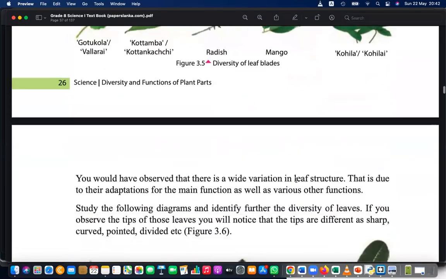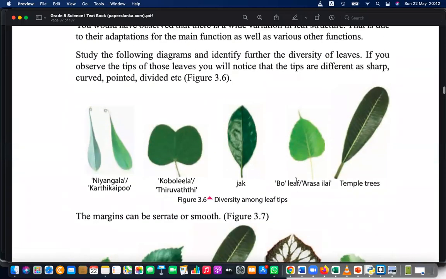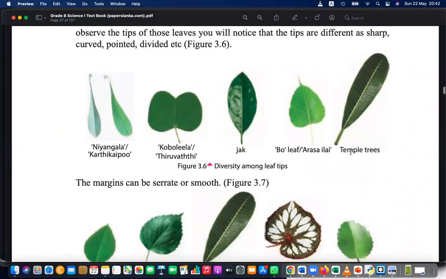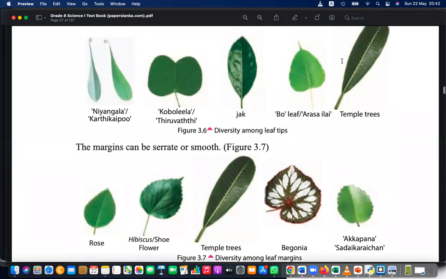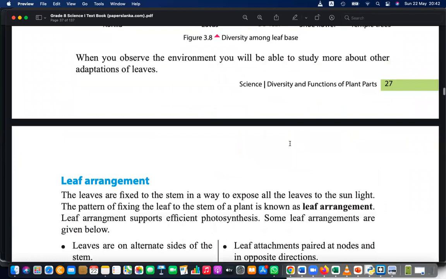Okay, so the leaf part is now over. Different leaves will have different bases, and also different tips, and different blades.